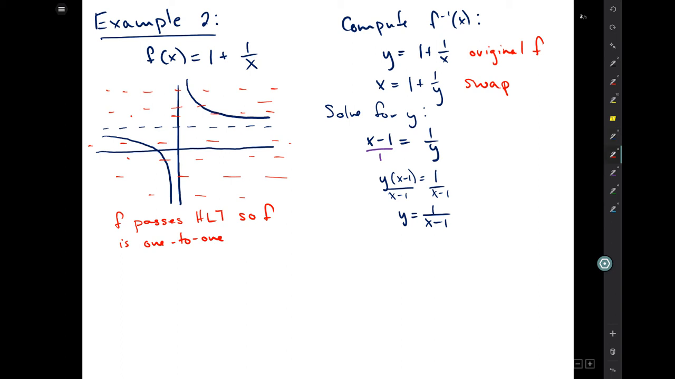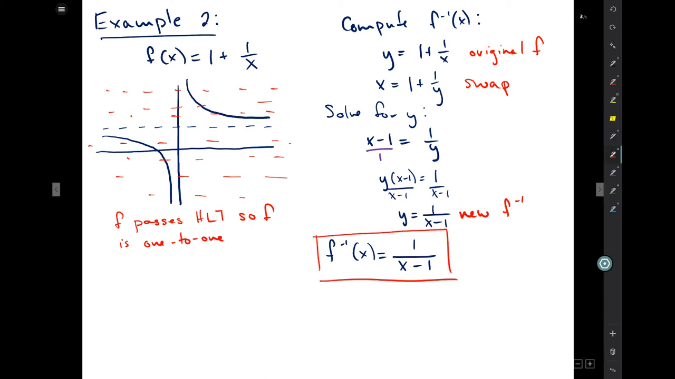And now, once we're done solving for y, we have our new f inverse. So all in all, the inverse function is 1 over x minus 1. In this example, it's nice to see that you can't just swap addition and subtraction in order to get an inverse. You really do have to do this algebraic simplification.